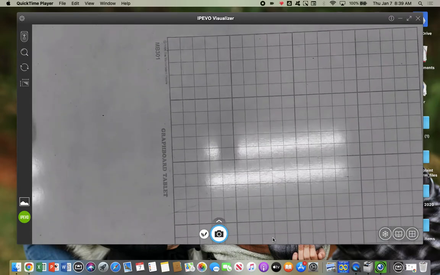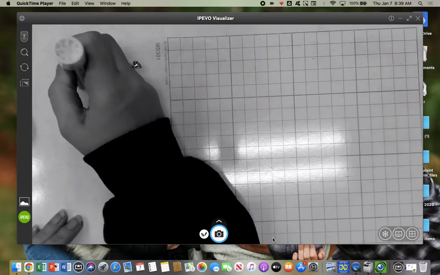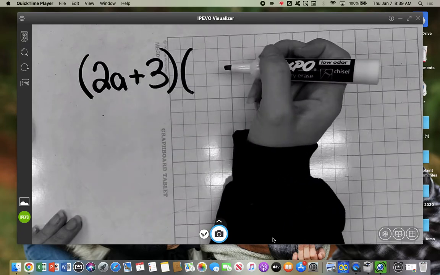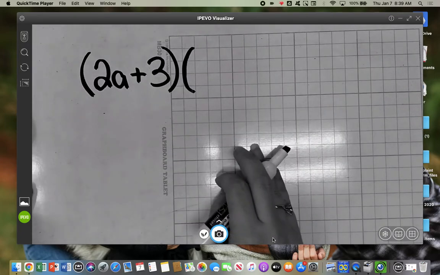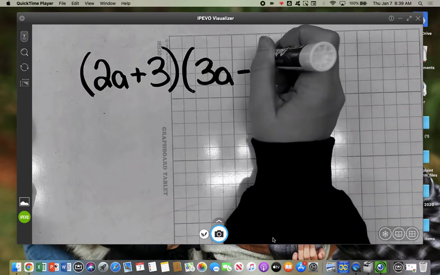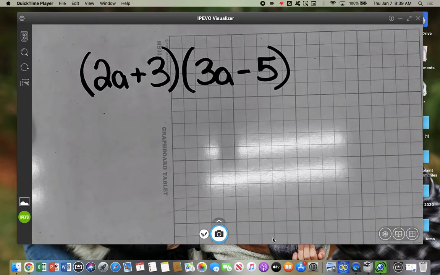I do want you guys to know when you see something like this, if you had Mrs. Borden, she is going to say FOIL. If you had me or Mrs. Hyatt, we just say distribute because that's all you're doing. These are binomials because they each have 2 terms. The first parentheses has 2 terms in it, and the second parentheses also has 2 terms in it. If you multiply 2 terms by 2 terms, how many terms should I have when I'm done multiplying?